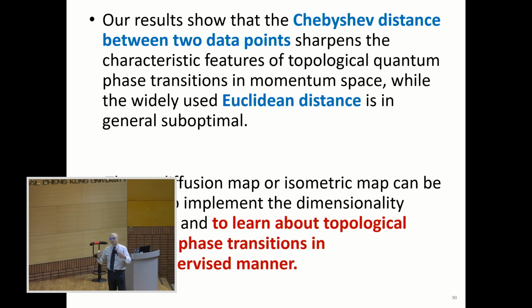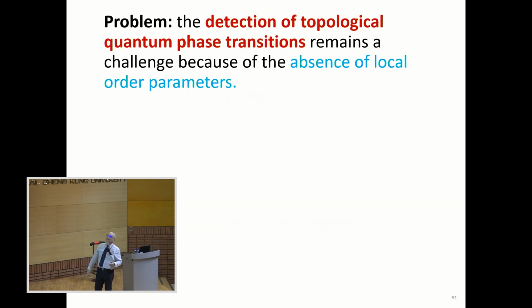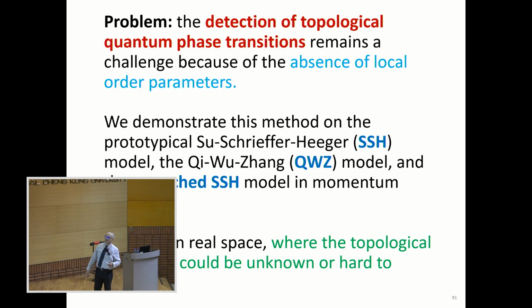Then we use something called diffusion map or isometric map, which can be applied to implement dimensionality reduction. It has to do with this embedding we saw before. We put here the green, the yellow, and the blue, and learn about the topological phase transitions in an unsupervised manner. The technical term is diffusion map, isometric map. Okay, so we apply this to the Su-Schrieffer-Heeger model, the Kitaev-Wizan model, the quench Su-Schrieffer-Heeger model, and other models afterwards. Also, we did the momentum space and real space, where the topological invariant could be unknown or hard to compute.